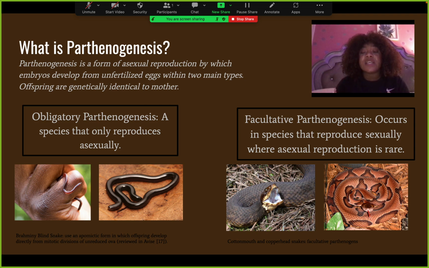Facultative parthenogenesis is kind of a last resort for females to reproduce asexually, because they're having trouble finding mates. So at the bottom right here, you see the cottonmouth and copperhead snake, which typically partake in this form of parthenogenesis.